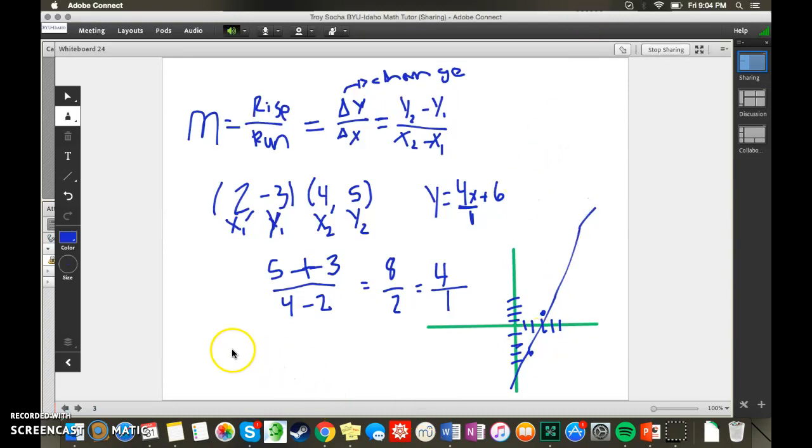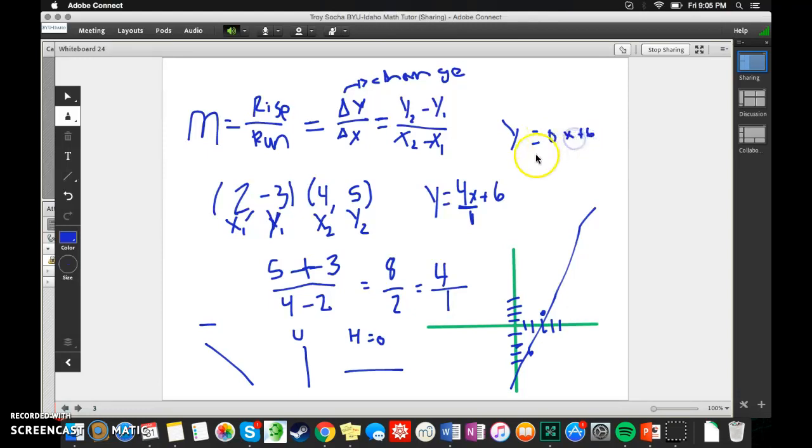Positives point up. Negatives point down. That's a negative slope. Undefined is straight up and down. Horizontal is 0. So we end up with a couple different special slopes. A 0 slope, or y equals 0x plus b, or y equals b, is a horizontal line. An equation with x equals b is a vertical line. So you get 2 special slopes there.